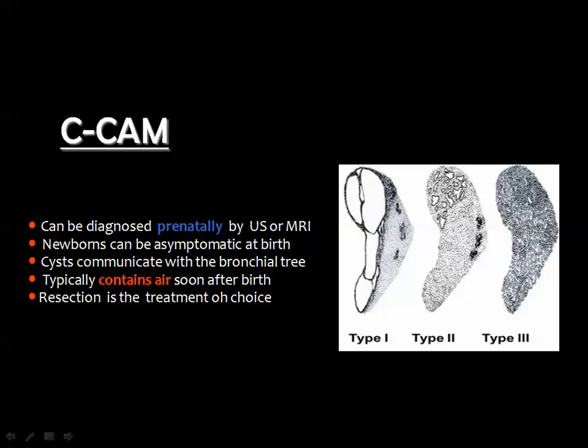We have three types of congenital cystic adenomatoid malformation of the lung. Type 1 is common and is seen in clinical practice, where the cysts are sizable. In type 2, the cysts are relatively small, and in type 3, the cysts are minute. And this is very difficult to be diagnosed in clinical practice, but this one is commonly seen and easily diagnosed. The disease, as I have mentioned, can be diagnosed prenatally by ultrasound or by MRI.